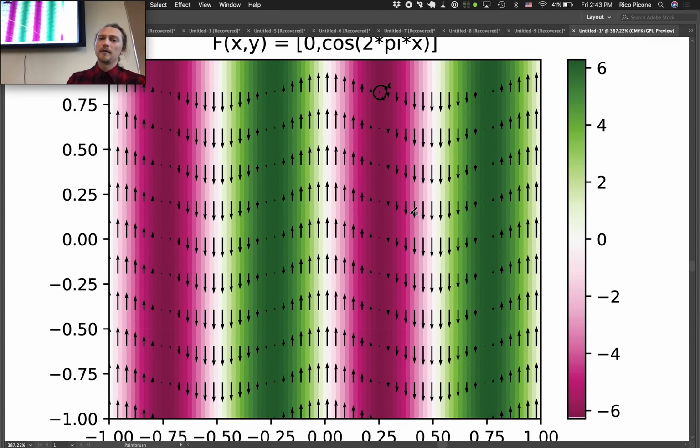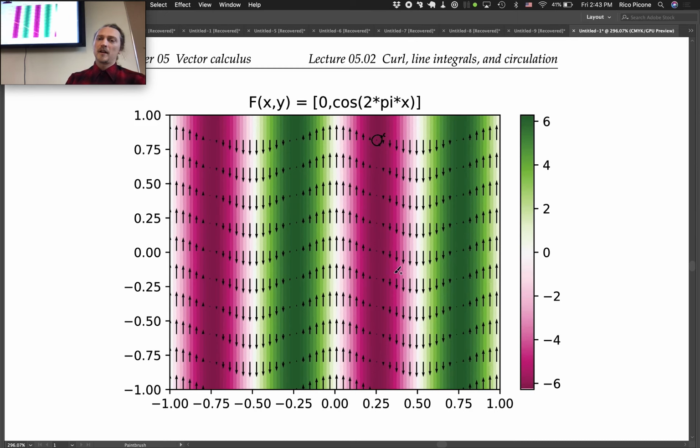We see that. So we have fluid flowing. Broadly speaking, we have channels of fluid flowing up and then channels of fluid flowing down. And in between those two, we get a lot of vorticity. We get a lot of curl. Okay.